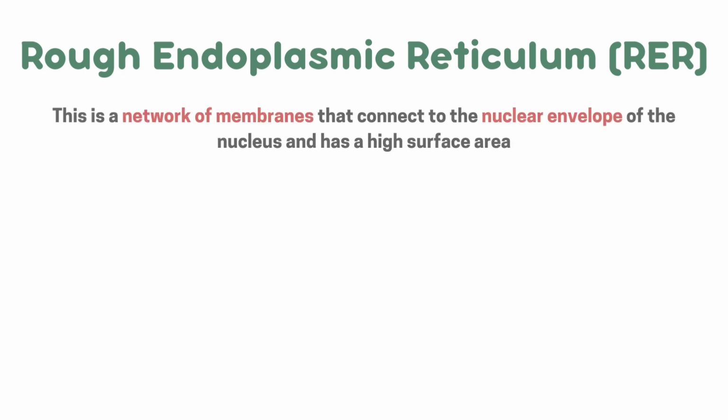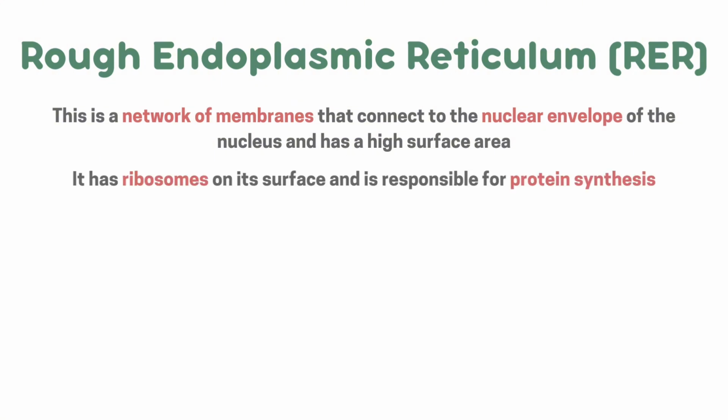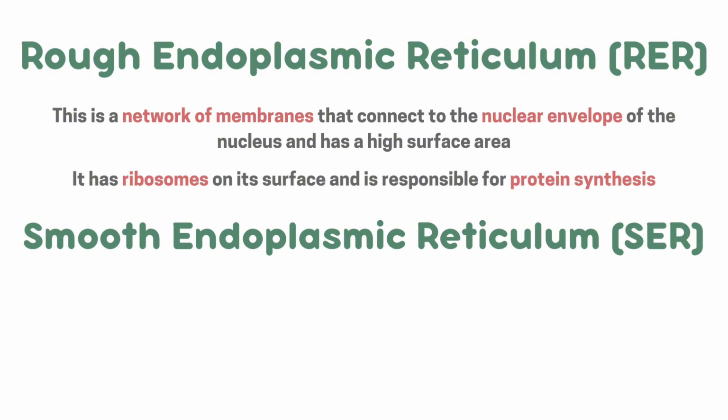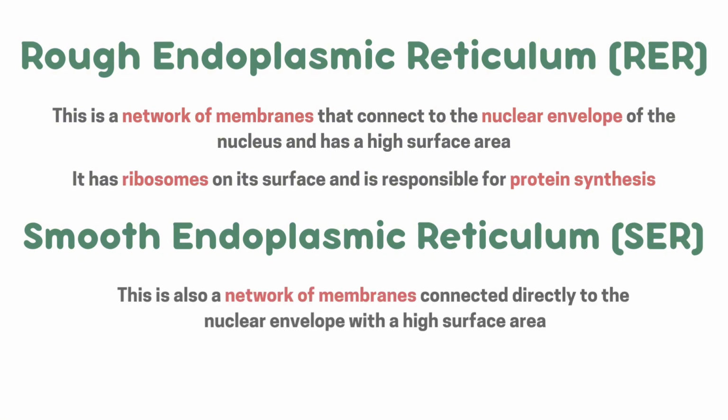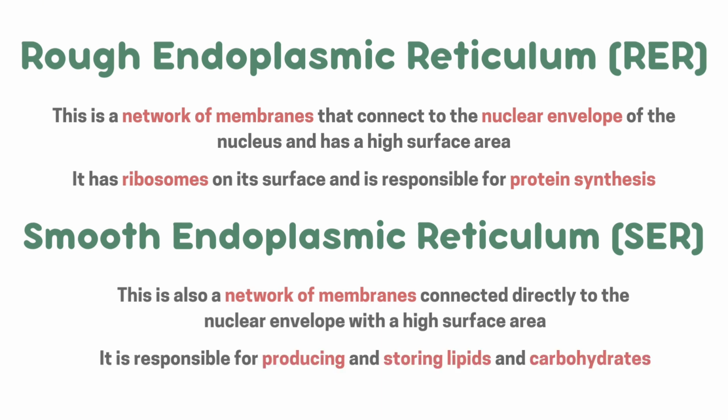And now we're on to the rough endoplasmic reticulum, also known as the RER. This is a network of membranes that connect to the nuclear envelope of the nucleus and has a very high surface area. It has ribosomes on its surface and is responsible for protein synthesis. Similar to the RER, we have the SER. This stands for smooth endoplasmic reticulum. This is also a network of membranes connected directly to the nuclear envelope with a high surface area. However, this one is responsible for producing and storing lipids and carbohydrates.